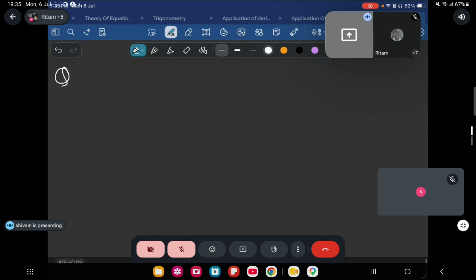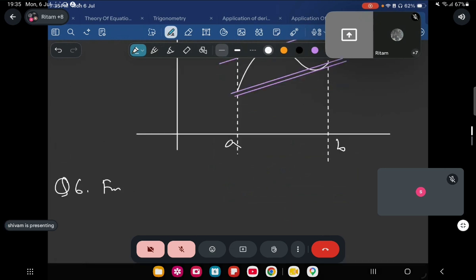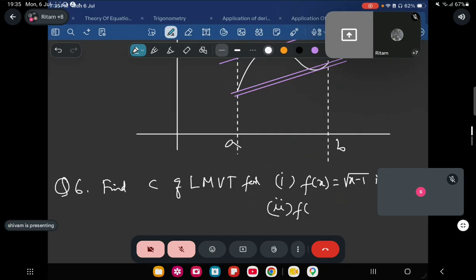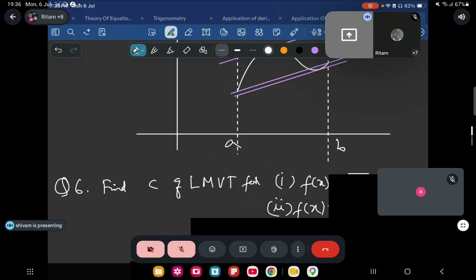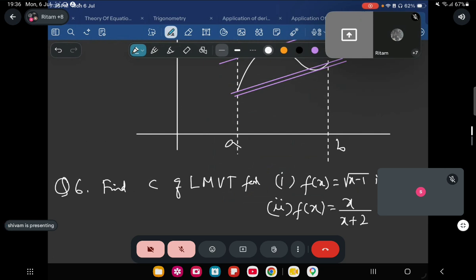Question number 6. Find C of LMVT. For number 1, f of x equal to square root of x minus 1 in the closed interval 1 comma 3. Number 2, f of x equal to x upon x plus 2 in 1 comma 4. Solve everyone quickly, and everyone should send their answer.